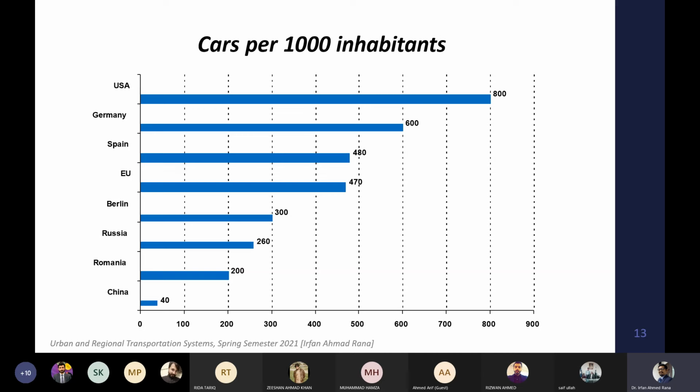So my question here is, how many cars per 1,000 people does Pakistan have? Take a wild guess. Anyone? How many cars per 1,000 citizens in Pakistan? But not citizens, I mean inhabitants. It can be urban, rural as well. So, anyone? Just take a guess. It's fine.